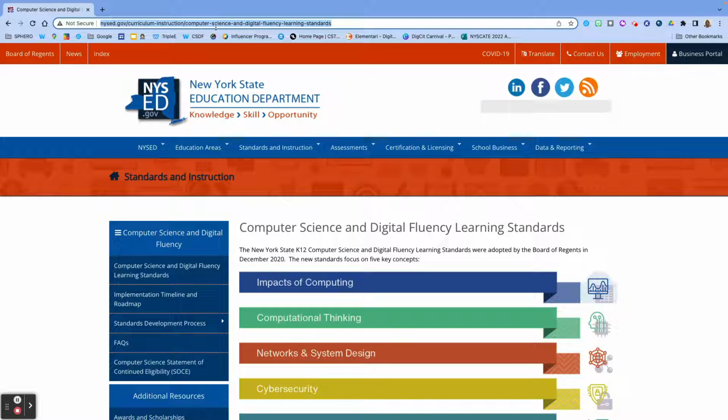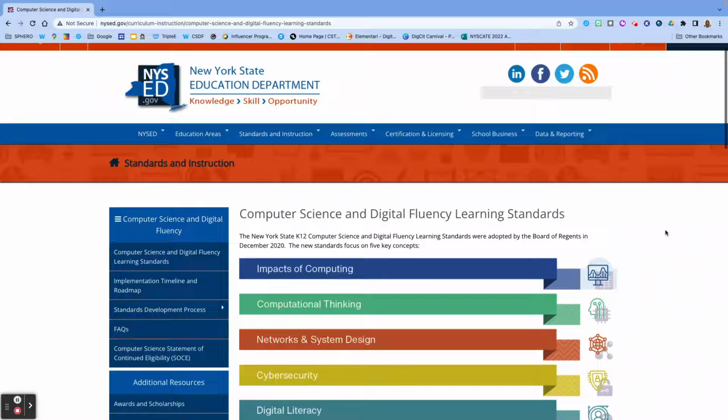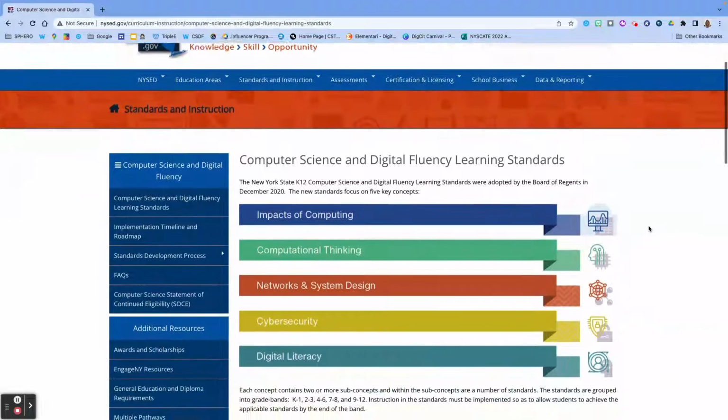nysed.gov/curriculum-instruction, computer science and digital fluency learning standards, or if you just Google NYSED CSDF, they will come up for you. It's also linked on your Canva page. On this page, you have a lot of information about these new standards.